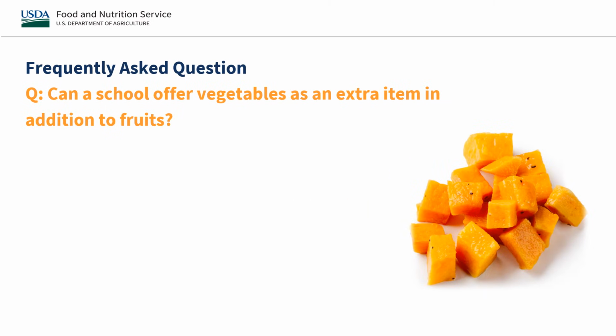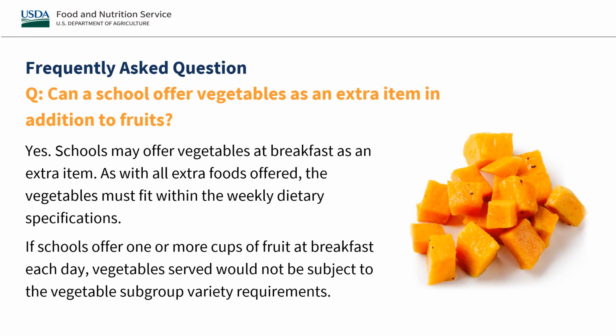Next question, can a school offer vegetables as an extra item in addition to fruits at breakfast? Yes, schools may offer vegetables at breakfast as an extra item. As with all extra foods offered, the vegetables must fit within the weekly dietary specifications. If schools offer 1 or more cups of fruit at breakfast each day, vegetables served in addition to these fruits would not be subject to the vegetable subgroup variety requirements.